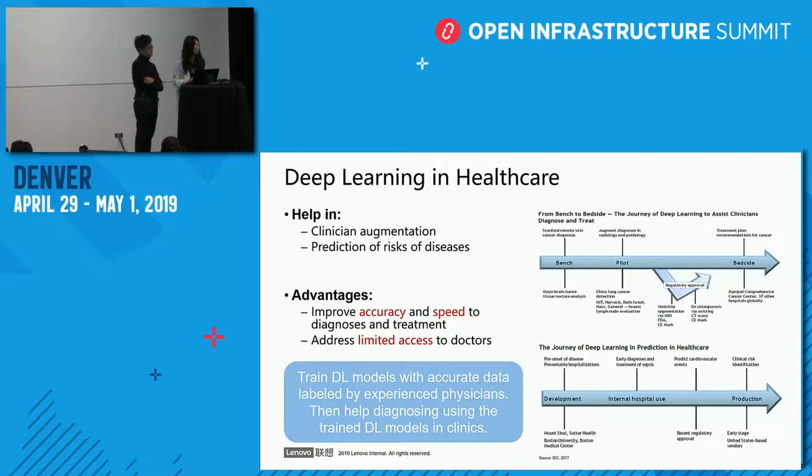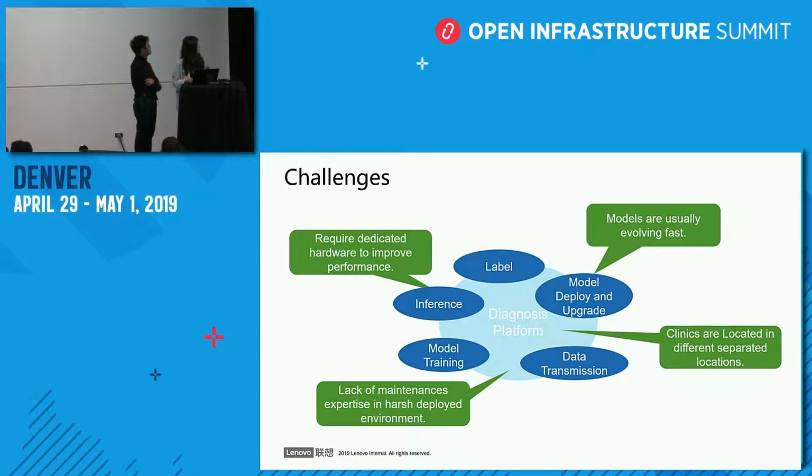And in this way, deep learning may help in solving the rare and uneven distribution problems of medical resources. To make that happen, we must first face the challenges of disease diagnosis platform when using deep learning models. The first challenge came from the deep learning applications and the models, which are usually evolving fast. And the second challenge is the clinics are located in different separated locations.